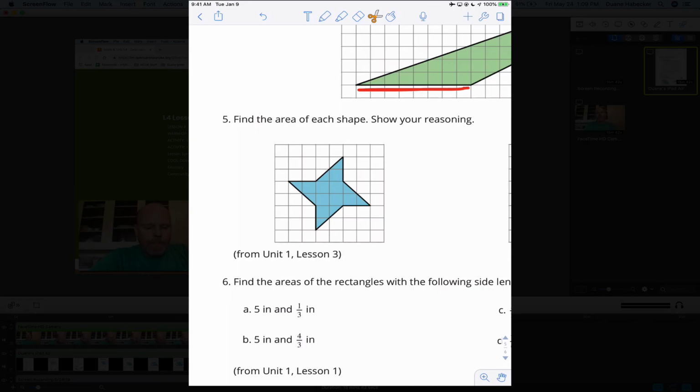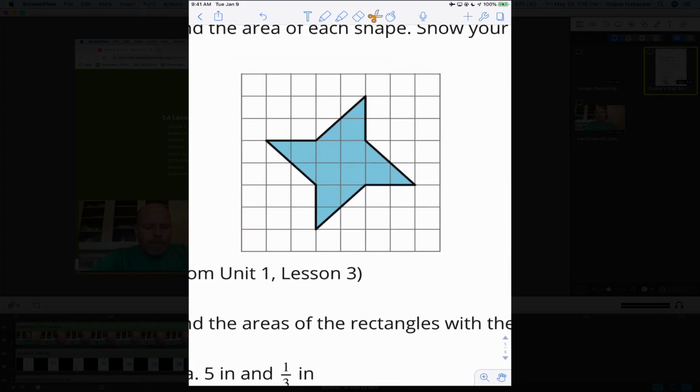All right. Question 5 is a review from lesson 3. Find the area. And so I'm going to look at this really cool shape, and I'm going to say, well, it looks like I can take this triangle right here, and I can slide it over here. So this guy is no longer there. And I can take this triangle right here, and I can slide him down here. So this shape, oops, I'll keep it in red. So that's no longer there.